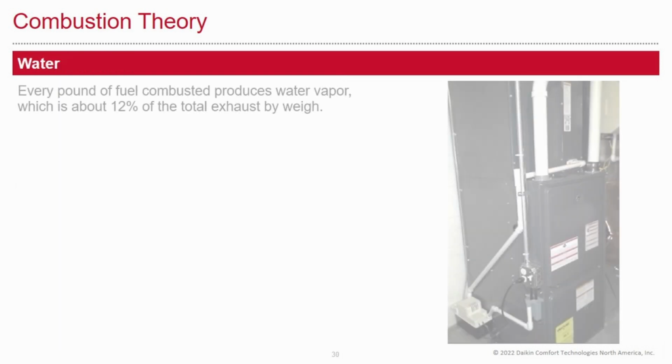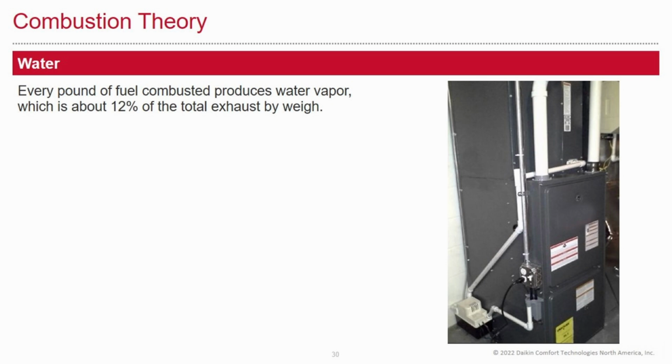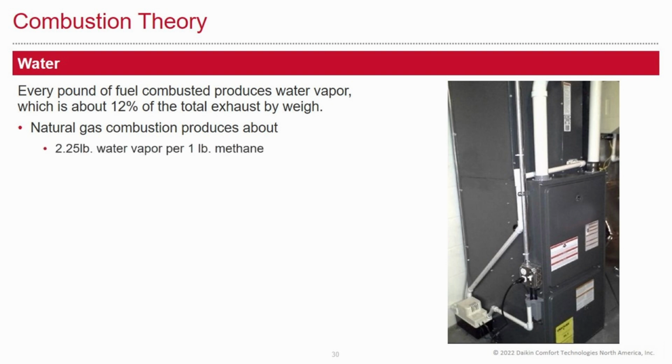Water. Every pound of fuel combusted produces water vapor, which is about 12% of the total exhaust by weight. Natural gas combustion produces about 2.25 pounds of water vapor per 1 pound of methane. That's 11.34 gallons of water per 1 million BTUs.